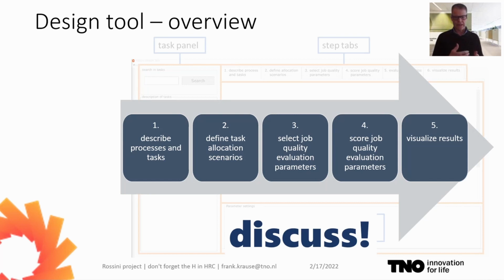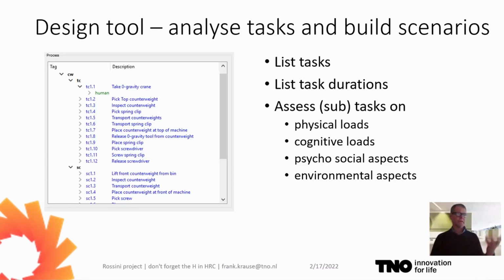This is something that's in ergonomics is extremely important. User participation, discuss about the changes you are going to do. Now, this is, for instance, the analysis of tasks and how you build scenarios. So you list the task, you list task durations in the system, and you assess these subtasks on physical loads, on cognitive loads, psychosocial aspects, and environmental aspects. So you do this before, not after.